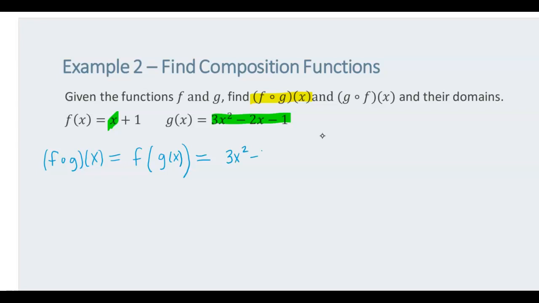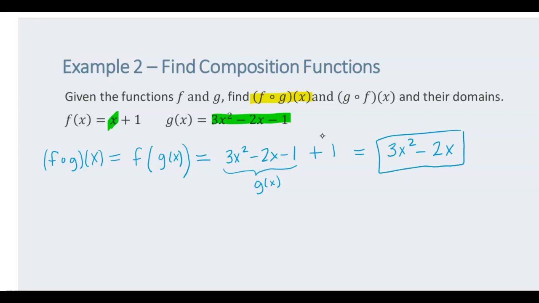So I will end up with 3x squared minus 2x minus 1. That's g of x. And then plus 1 on the end. Combining like terms, we get 3x squared minus 2x. So that's our answer for the first part.